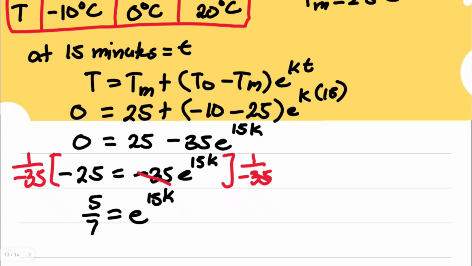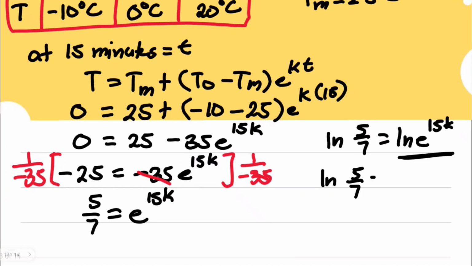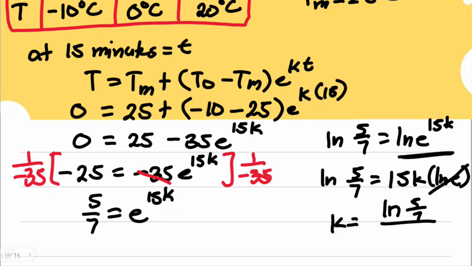So if you're using that, you can actually come here. Natural logarithm of 5/7 is equal to the natural logarithm of e to the power of 15k. Using the rules for logarithm, you'll have the natural logarithm of 5/7 is equal to 15k times the natural logarithm of e, which is basically equal to 1. So your k is actually the natural logarithm of 5/7 over 15.